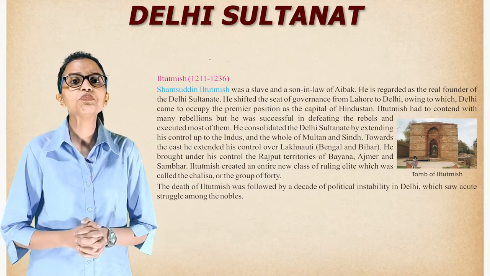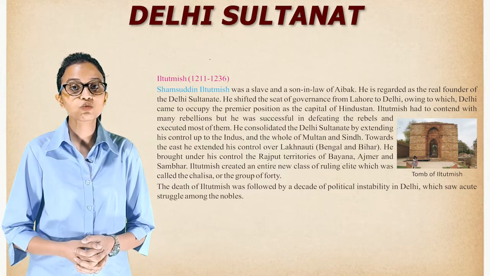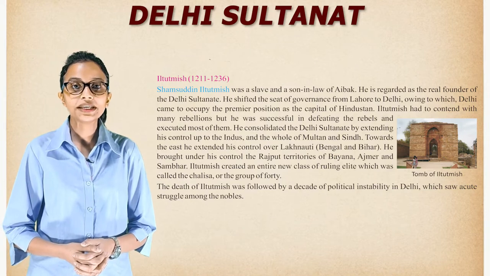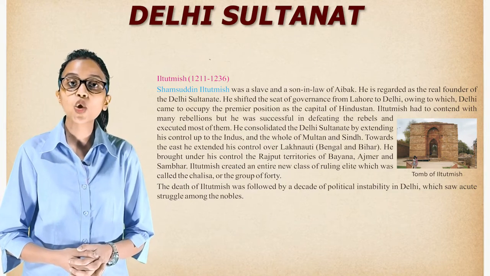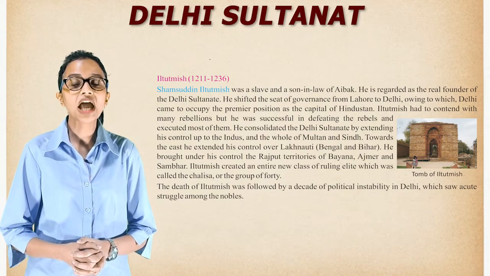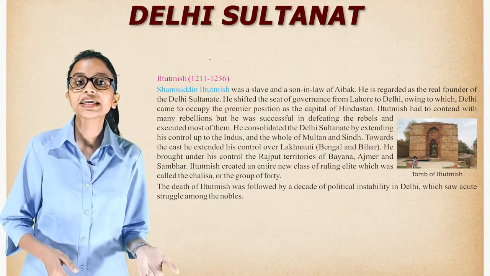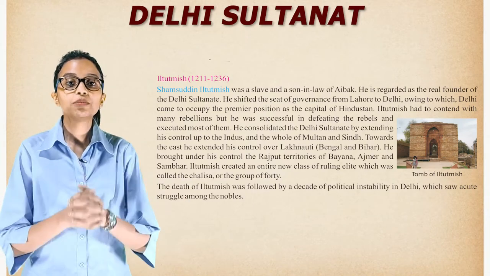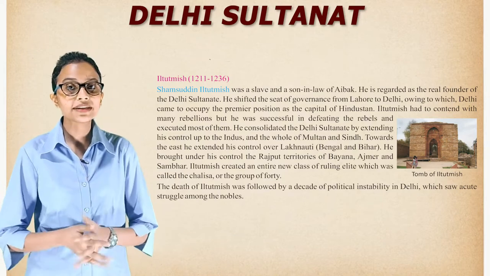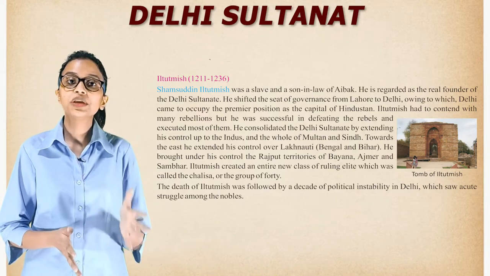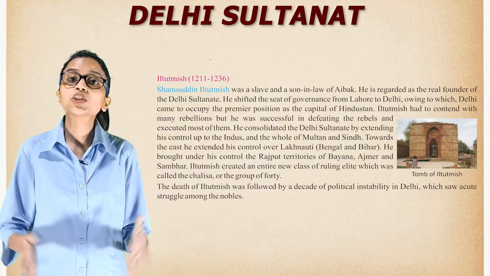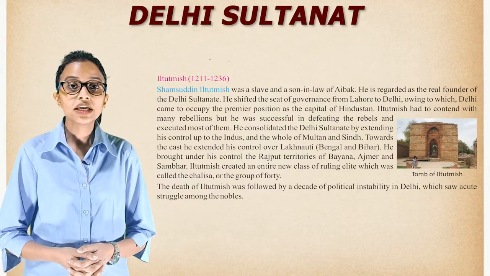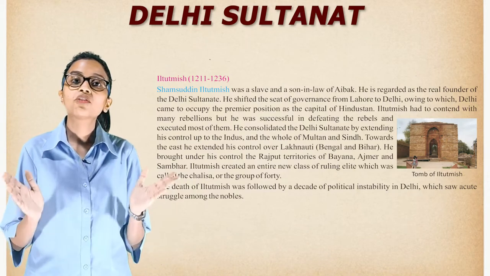Iltutmish had to contend with many rebellions, but he was successful in defeating the rebels and executed most of them. He consolidated the Delhi Sultanate by extending his control up to the Indus and the whole of Multan and Sindh. Towards the east, he extended his control over Lakhnauti, Bengal and Bihar. He brought under his control the Rajput territories of Bayana, Ajmer and Sambhar. Iltutmish created an entirely new class of ruling elite, which was called the Chalisa or the group of 40.